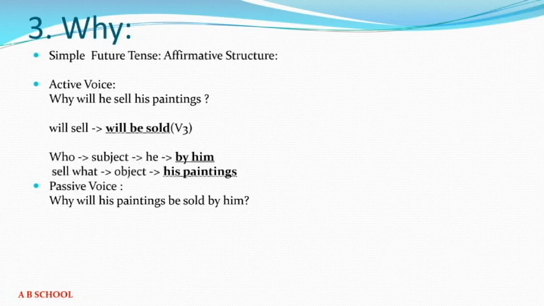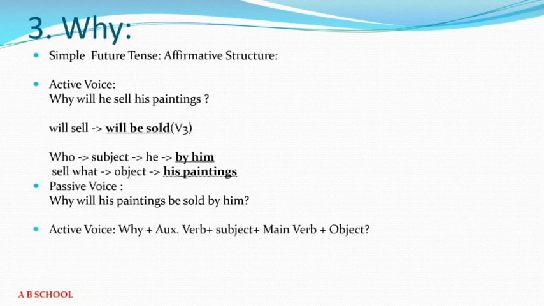Okay? Now keep this in mind, children, that the object here is his paintings. This is plural, right? And the active voice subject was he. That was singular. Okay? Now with singular he also, the auxiliary verb was will. With his paintings, that is plural, with that also the auxiliary verb is will. There is no change related to singular plural number of the noun as in other tenses it is.